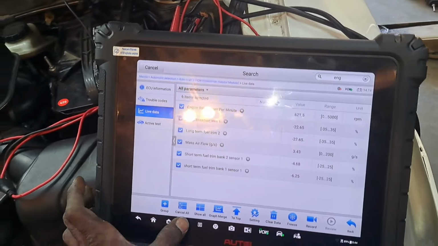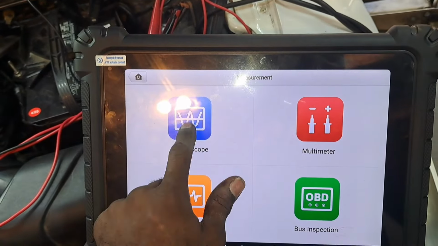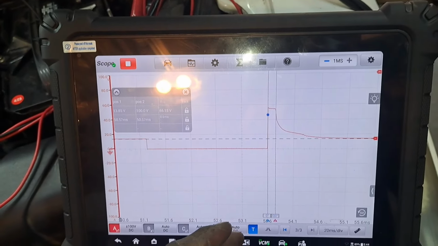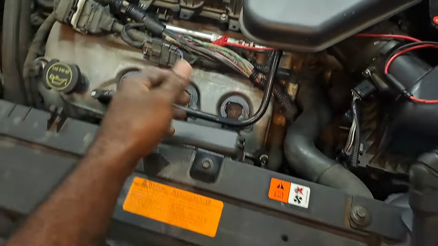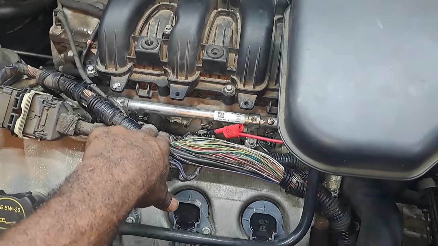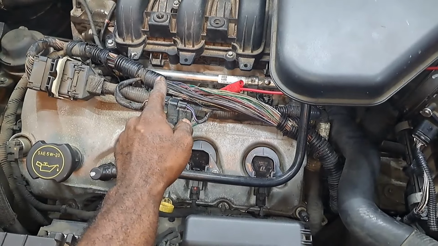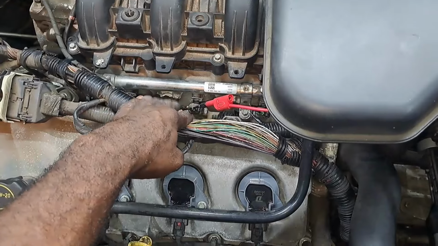So with that said, I got the oscilloscope hooked up, looking at the waveform with just a random injector. So this is bank 2. I can't remember how Ford had theirs lined up. 1, 2, 3, 4, 5. I think this should be number 5 here.